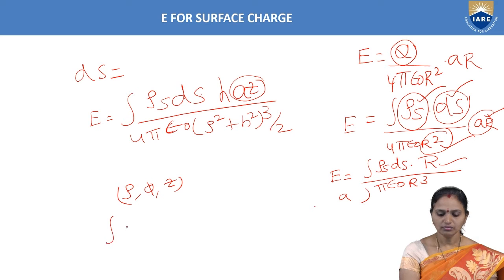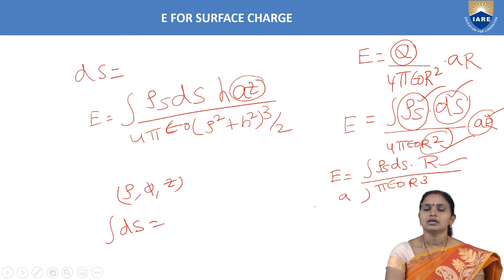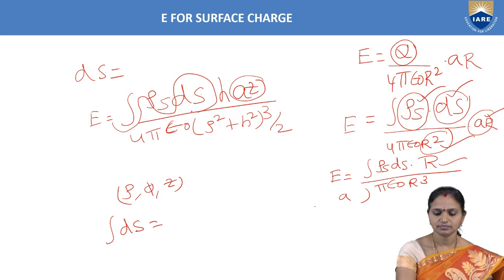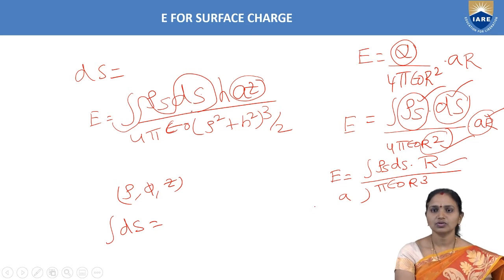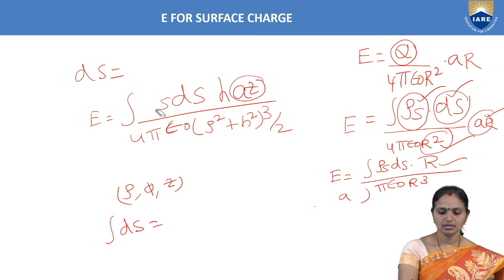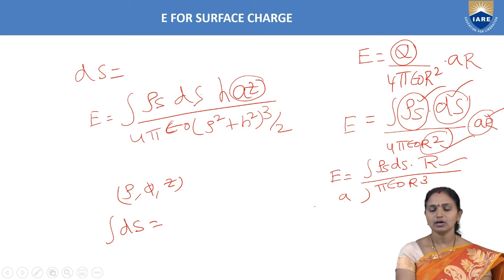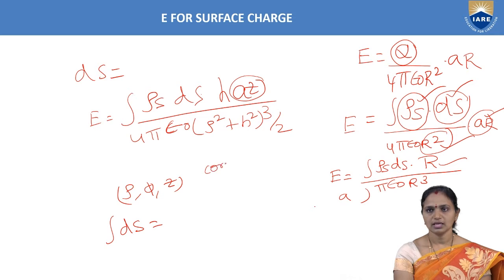So now here I need to calculate integral ds. To calculate integral ds, we must take the component along the z axis. The component along the z axis in the coordinate system is this one, integral ds.